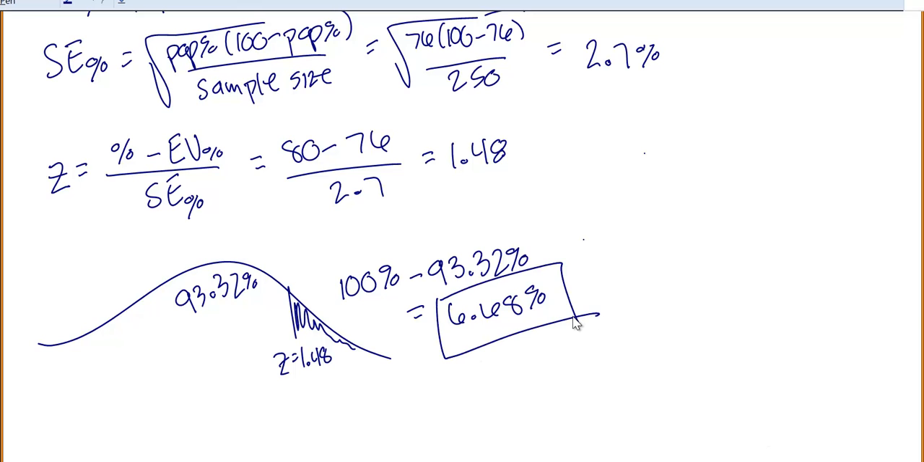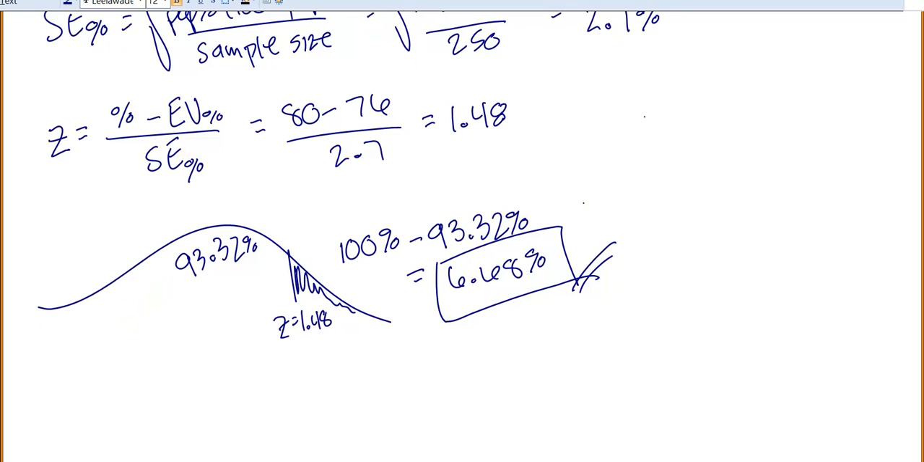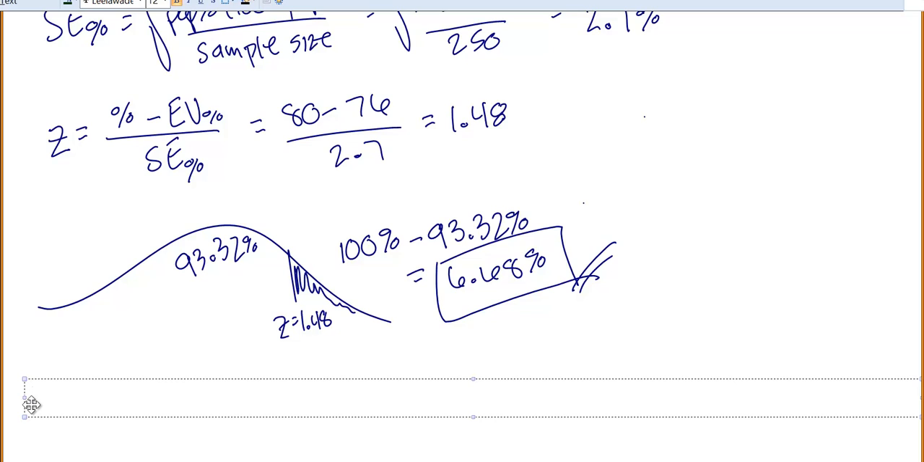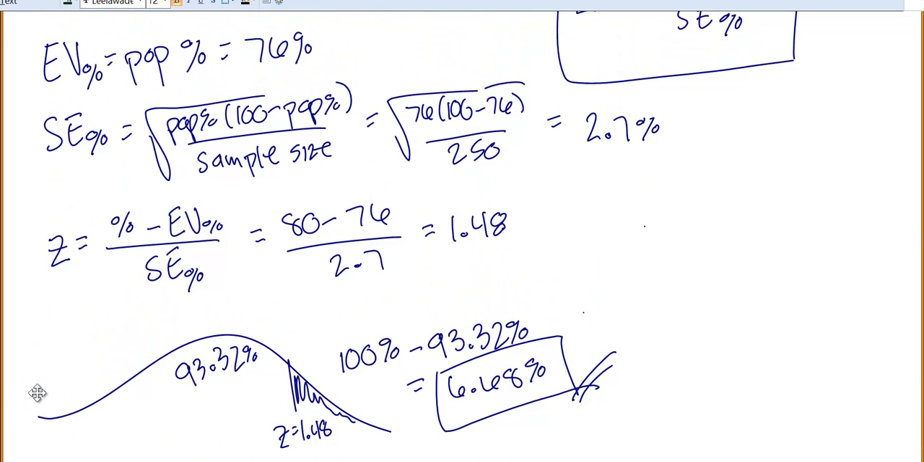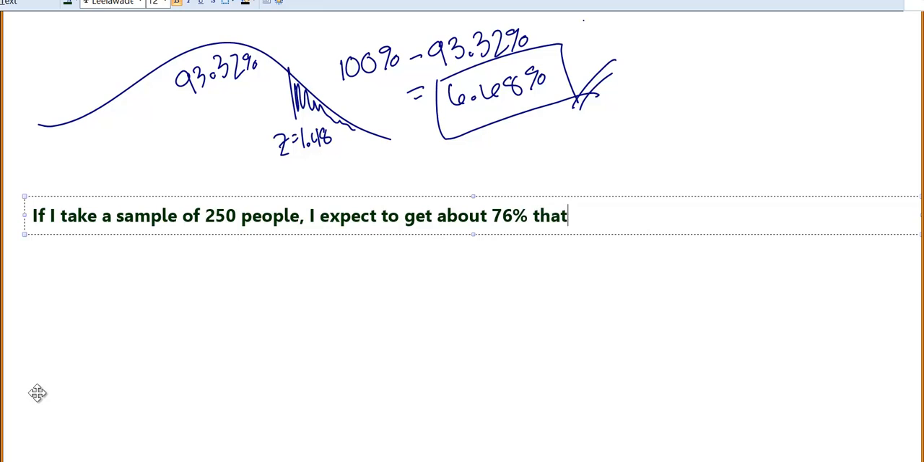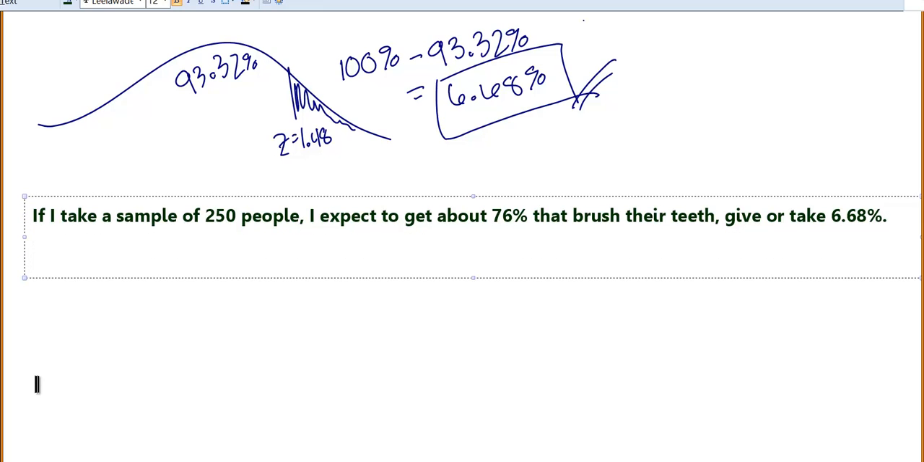So that was our final answer for what they actually asked. Now let's interpret and write down the different things we found. If I take a sample of 250 people, I expect to get about 76% that brush their teeth, give or take 6.68%. And that's your expected value and standard error.